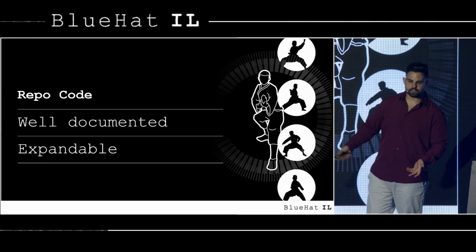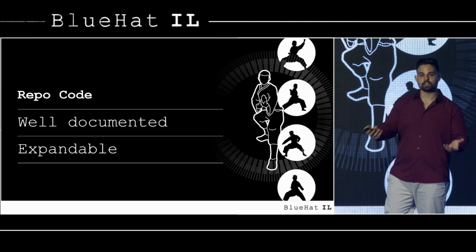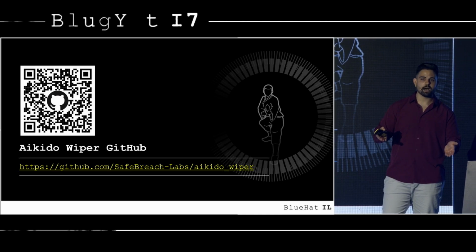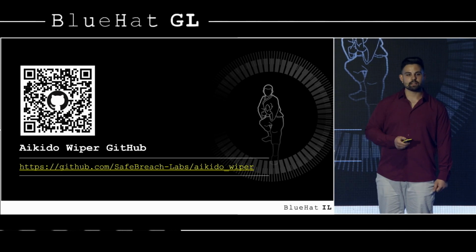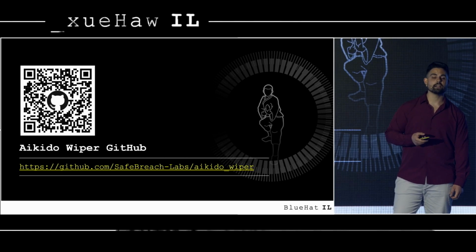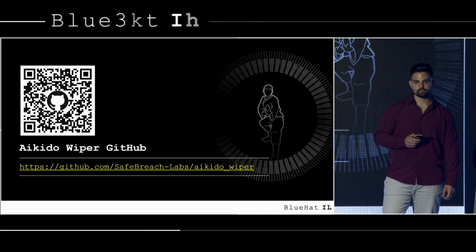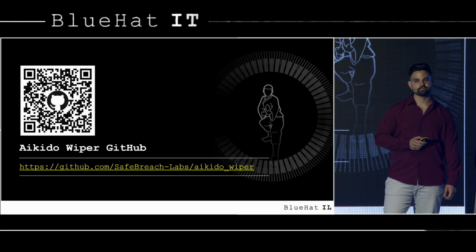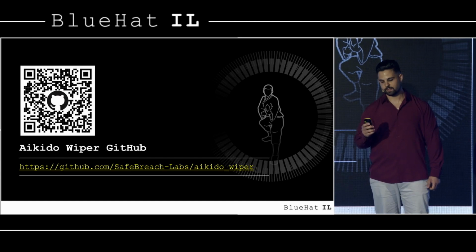The repo of the code is very well documented, and I tried to implement some good design for it, so it will be expandable. So you really have my invitation to deep dive into the repo, scan the QR code. It is live on GitHub. So again, I encourage you to find more of these Aikido vulnerabilities. I'll give you another moment to take a picture. You can also just search Aikido wiper on Google.